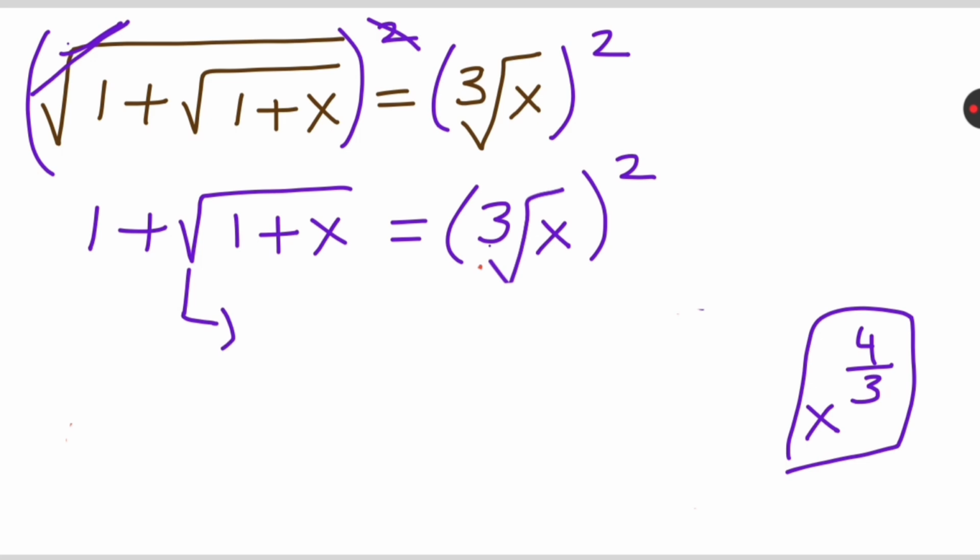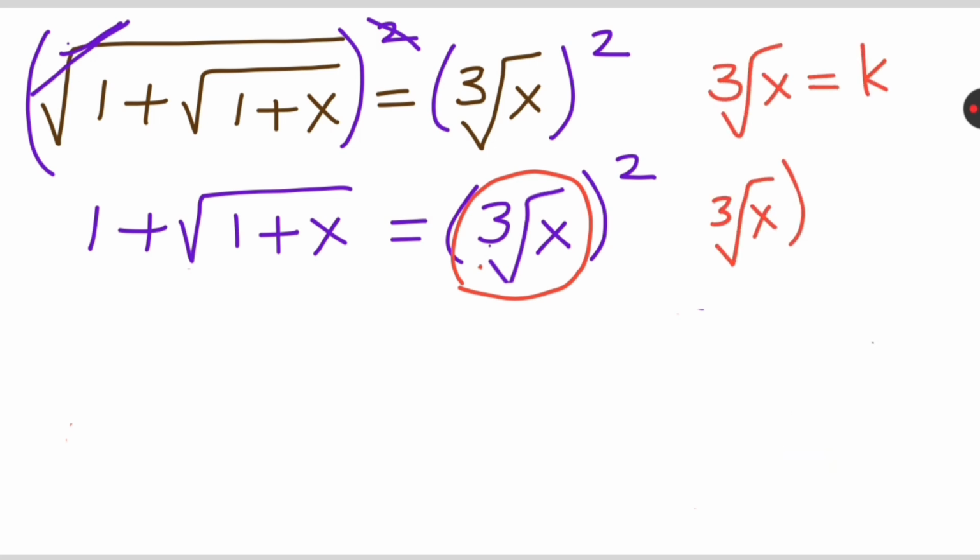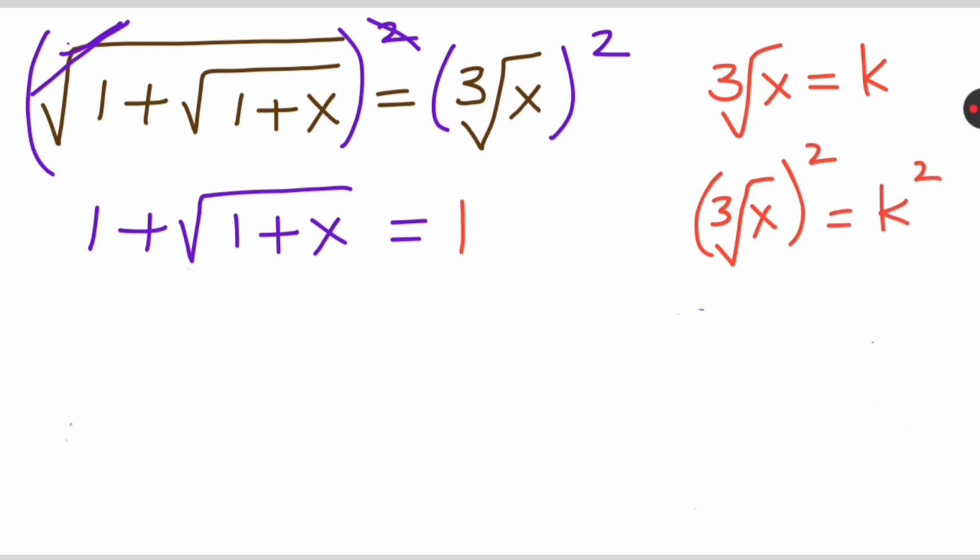So on the left hand side we have a square root. We definitely have to do the square to get rid of the square root. But on the right hand side we are getting x raised power 4 over 3, which is very difficult to solve. That's why I am going to consider this cube root of x as some other variable. Consider cube root of x as some k. If you do square of this, then we are going to get k power 2. The right hand side turns into simply k power 2. Now it is easy to solve.